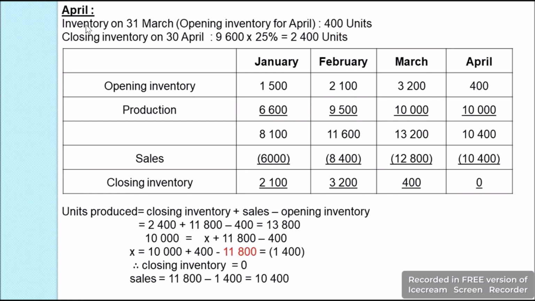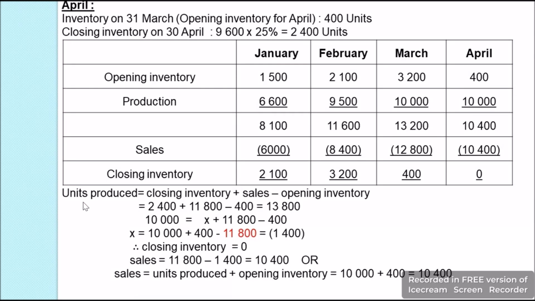Now for the month of April, we will bring forward the closing inventory from the month of March, and this will be the opening inventory for the month of April, which was 400 units, and the closing inventory for the month of April will be 25% of May sale, that is 9,600 times 25%. We'll get the value as 2,400 units.